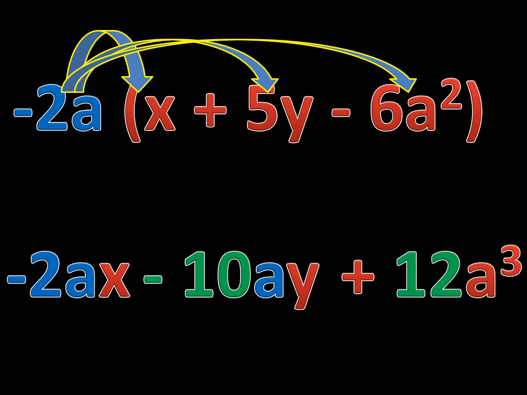That's it. That's the distributive property. Multiply everything that is inside a set of parentheses by what is outside the parentheses.